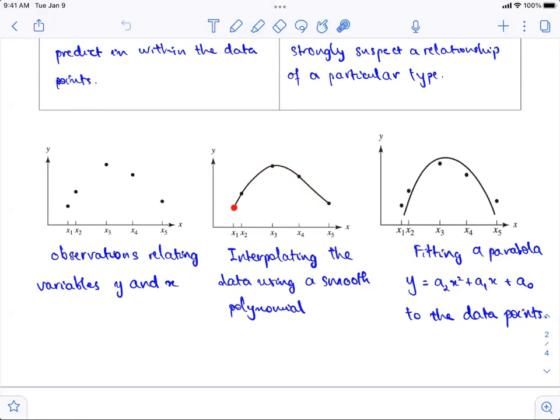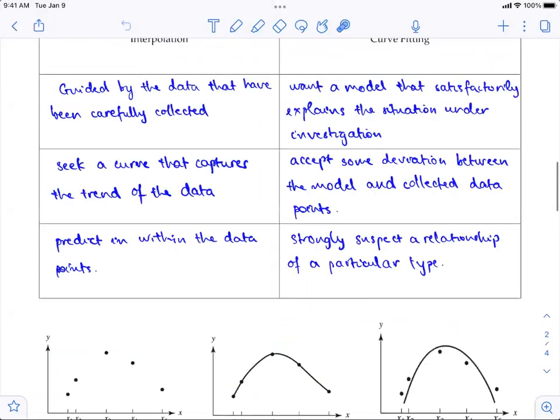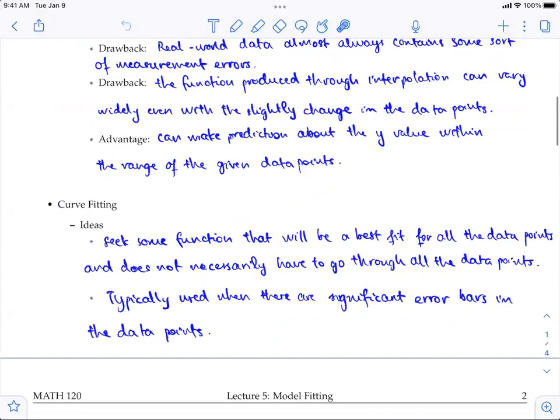If you continue with this curve, it may go to infinity, negative infinity, or positive infinity. But the advantage again is that it still gives you great confidence that you can make predictions for the y value within the data points that you collect. Okay, so that is interpolation.